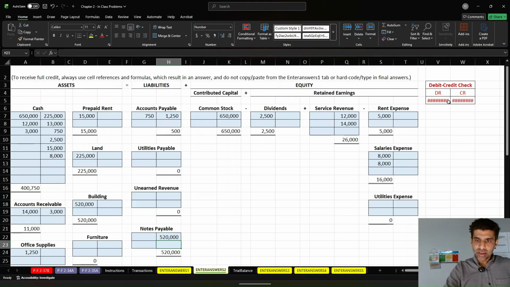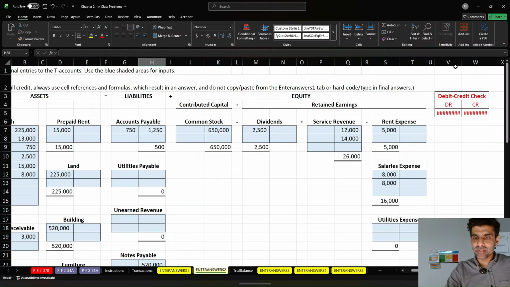And now, okay, so when you see these little number signs, it just means that the column is not wide enough to display the number. Okay, so what you can do is go up here. You can drag the column a little wider. You can also just double click on the border. It will automatically resize the column so that it can display. Okay, so we see that we're still balanced.